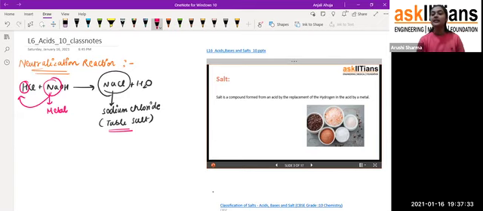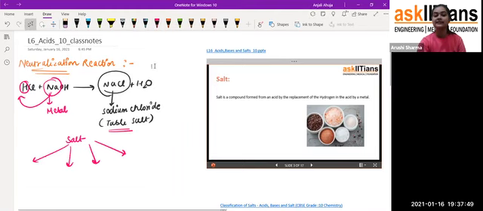Fine, students. Now coming towards how we are classifying the salt. So students, the salt has been classified into four categories. There are more, but for you, I will tell you that it is four. Now what are those four categories? Fine, so we'll see that.